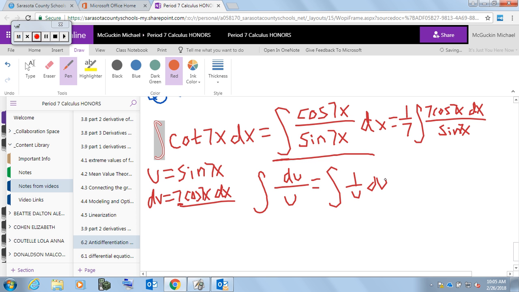Well, what's happening here? 1 over u, we know that integral. That is the natural log of u. Alright, but I don't want to forget my 1 over 7. I'm getting excited here, I'm forgetting my 1 over 7. So now this becomes 1 over 7 times the natural log absolute value of u plus c. We're going to keep that absolute value in there because we don't want the negatives coming into play.